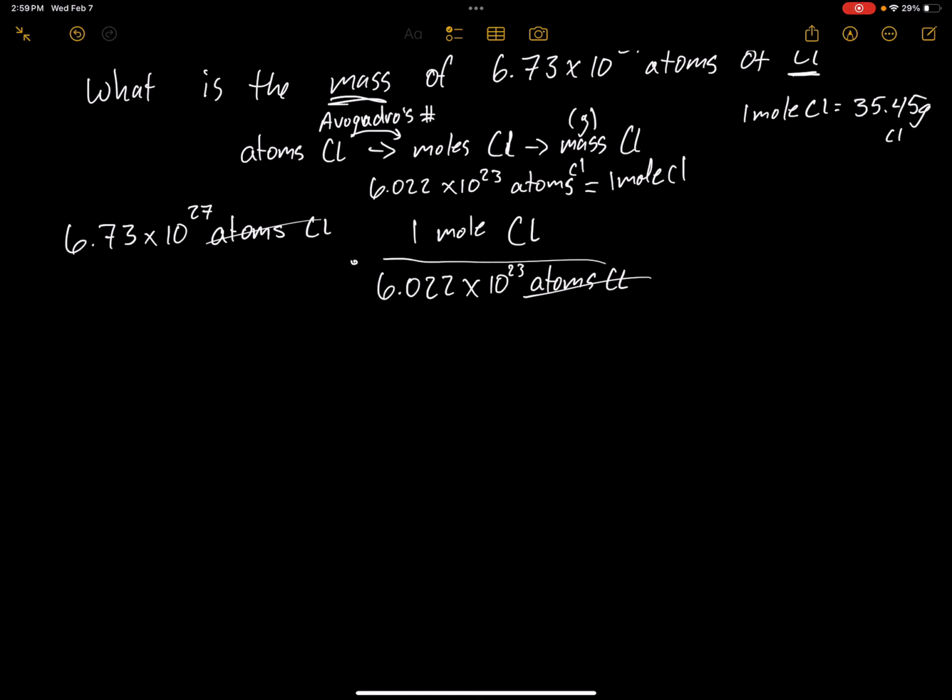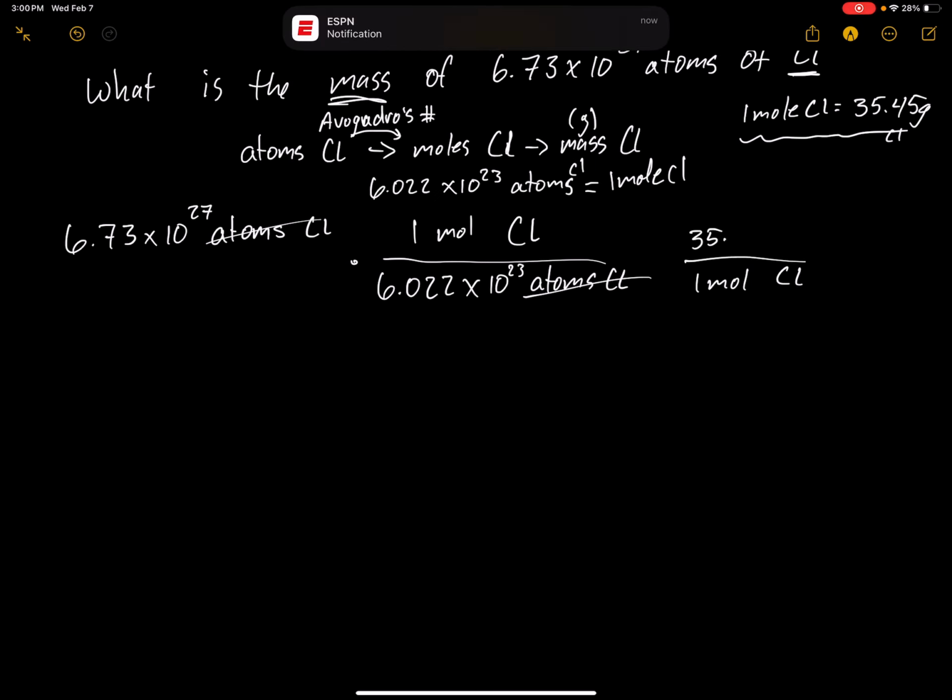So there we go, our atoms canceled off. And now I know over here, because of what the periodic table tells us, that 1 mole of chlorine has a mass of 35.45 grams. So I can say, because moles are up here, I can put moles down here and say that 1 mole of chlorine, which moles are often also abbreviated as mol, kind of silly, but that's the way it is.